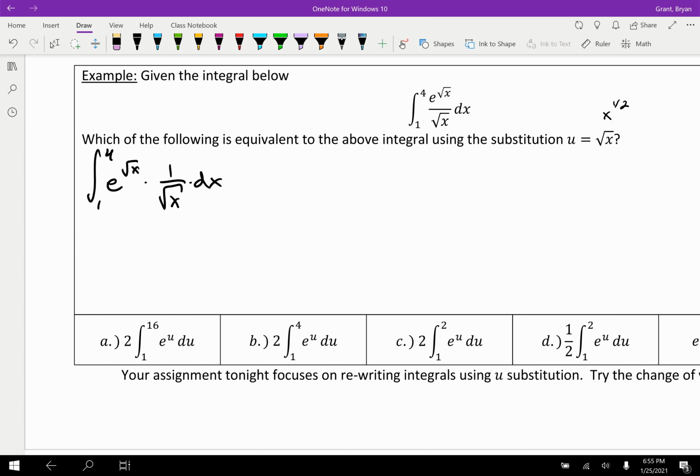But let's bring some color into it just so we can see the comparison here. I think we'll let u equal, of course, the square root of x, which is x to the 1/2.